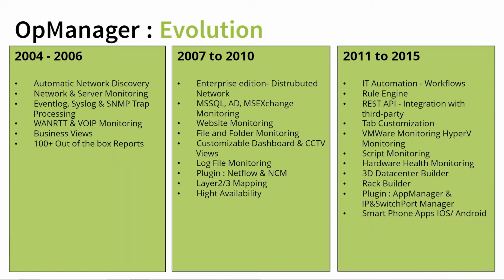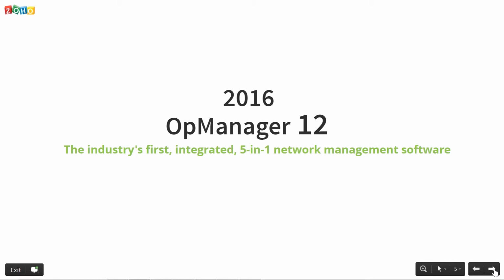Between 2011 and 2015, we introduced features like IT automation workflows, Rack Builder, 3D Data Center Builder, and plugins for Applications Manager, IP management, and switch port mapping, smartphone apps for iOS and Android, and extended the support for trending VMware and Hyper-V technologies. And now, in 2016, we launched OpManager 12, the industry's first fine-one network management software. It integrates the top five ManageEngine softwares.